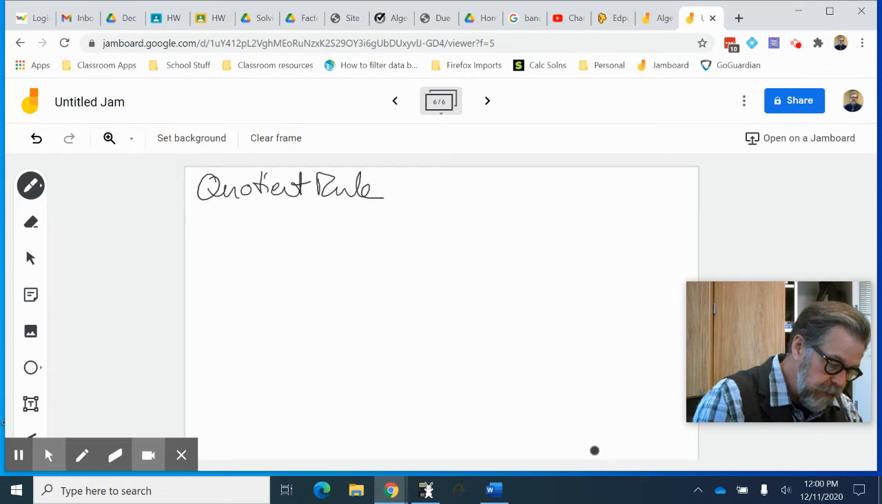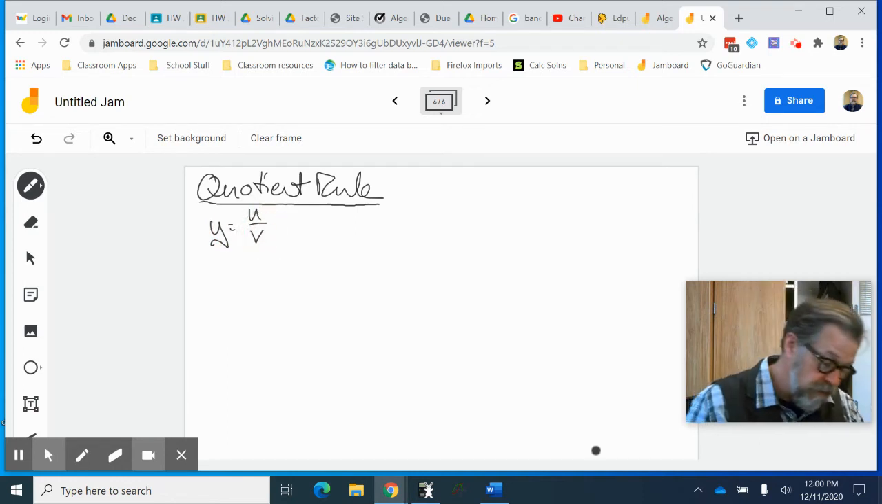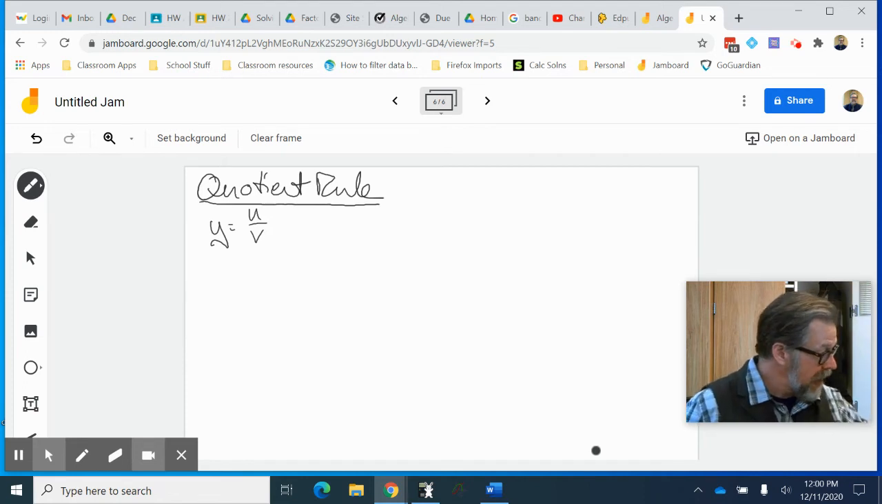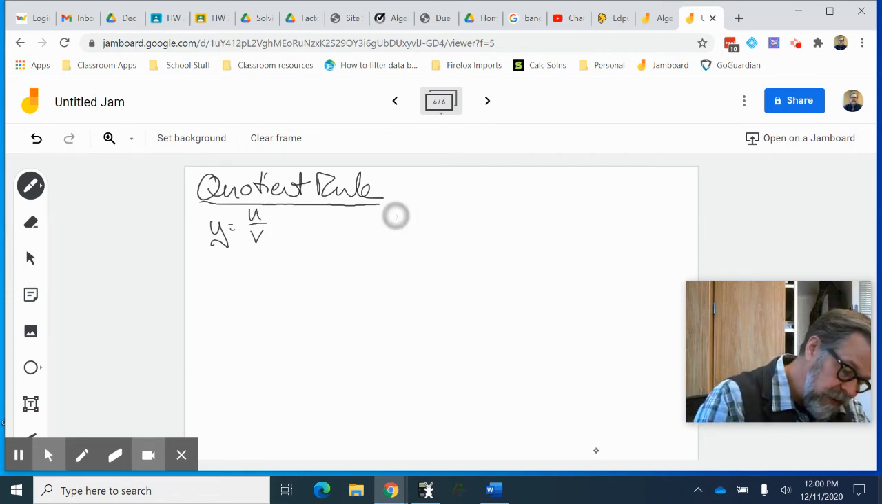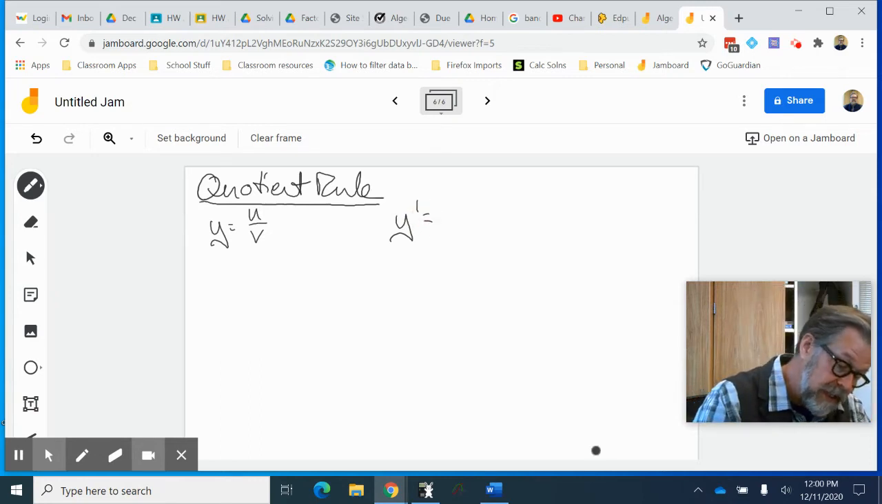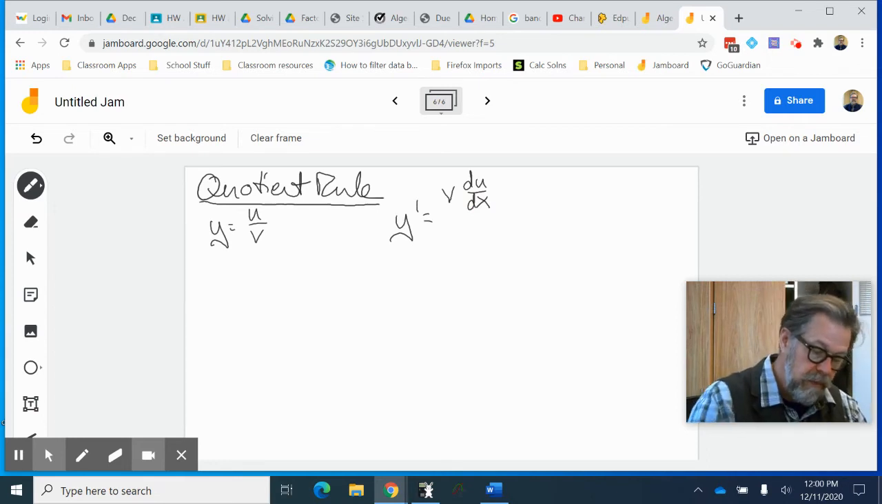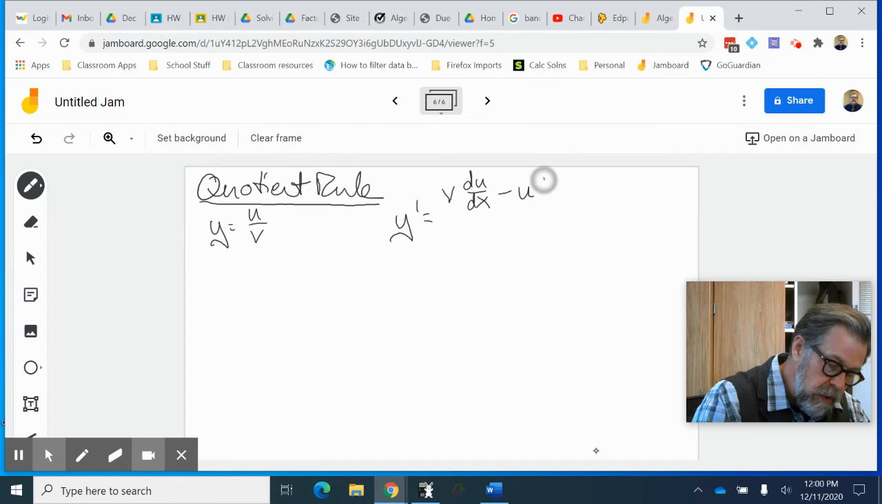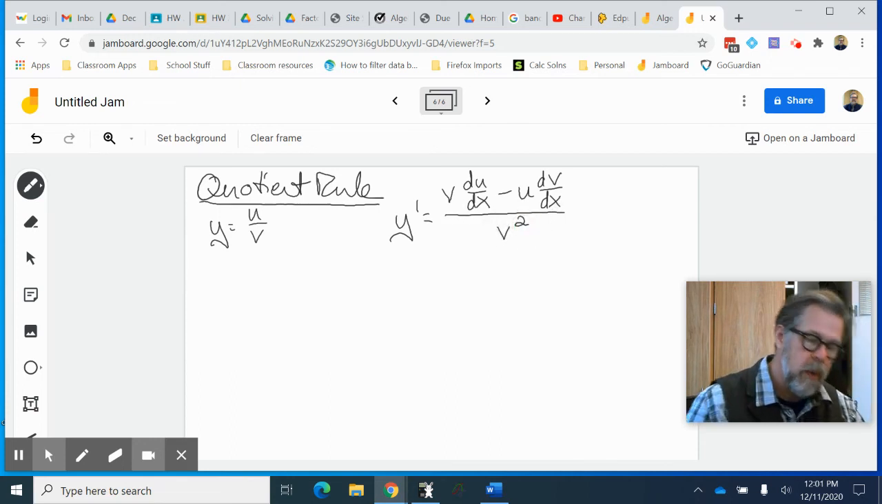Welcome back. Here we are talking about the quotient rule. And the idea here is that y is equal to u divided by v, where u and v are functions of x. And the quotient rule says that the derivative of y is, now, a little more complicated, you're going to have to memorize this: the denominator multiplied by the derivative of the numerator, minus the numerator times the derivative of the denominator, all divided by the denominator squared.